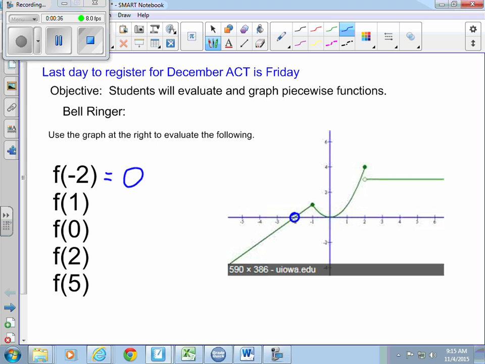What about f of 1? Right here, we'll go with 1. Somewhere close to 1. F of 0.